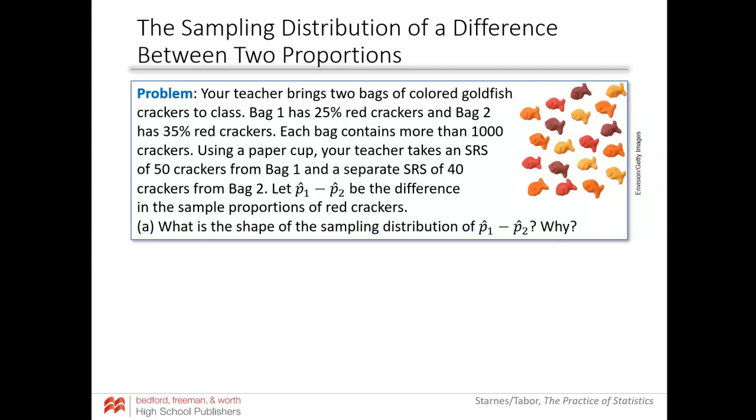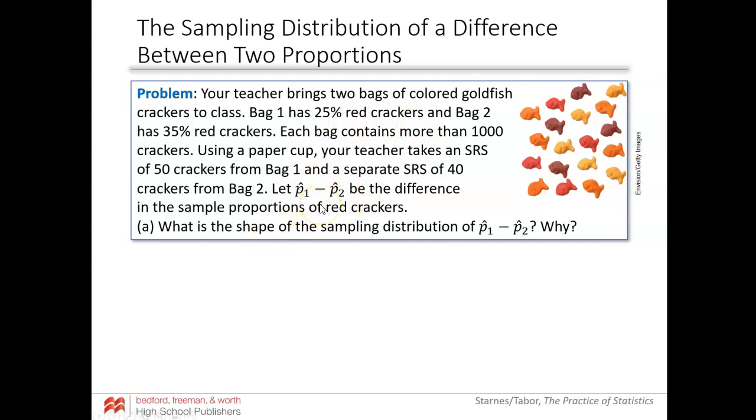Oh, I love this question because it's about goldfish. So let's say we have 2 bags of goldfish, the kind that have purple, red, orange, all those good ones. So bag 1 has 25% red and bag 2 has 35% red. I guess you busted open the bags of goldfish and counted. Each bag contains more than 1,000 crackers. Using a paper cup, your teacher takes a simple random sample of 50 crackers from bag 1 and a different sample of 40 crackers from bag 2. And they would like you to define P hat 1 minus P hat 2 to be the difference in the sample proportions of red crackers. Now, again, bag 1 is subscript 1 and bag 2 is subscript 2.